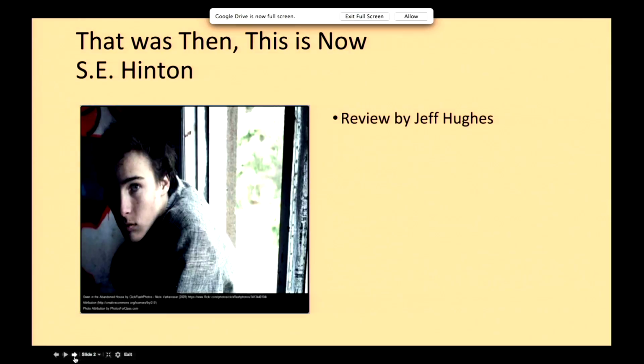It was also created using Storyboard That. Here we have an image that came from photosforclass.com. You can see we have an attribution in the bottom part of the picture.